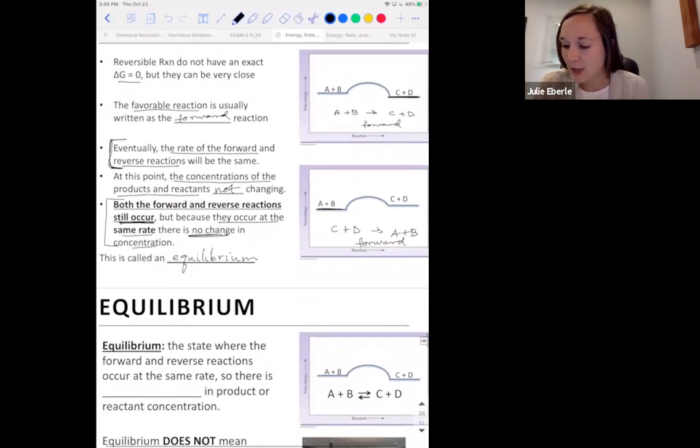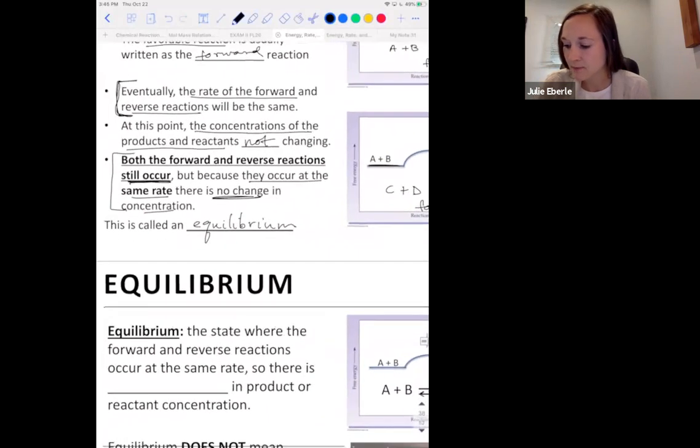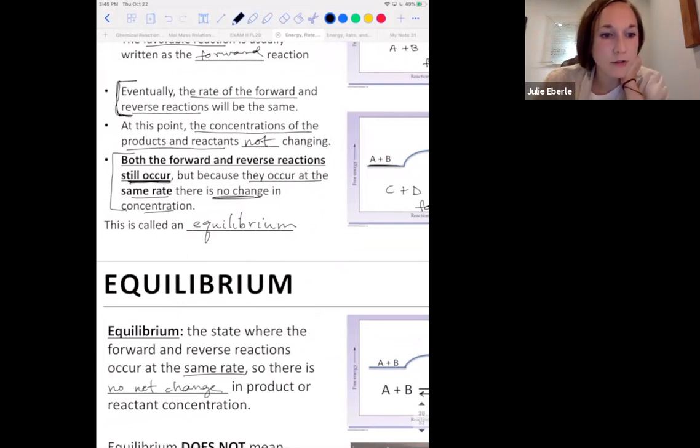If you want the actual technical definition, it's here on this slide. State where forward and reverse reactions occur at the same rate. So there is no net change in product or reactant.